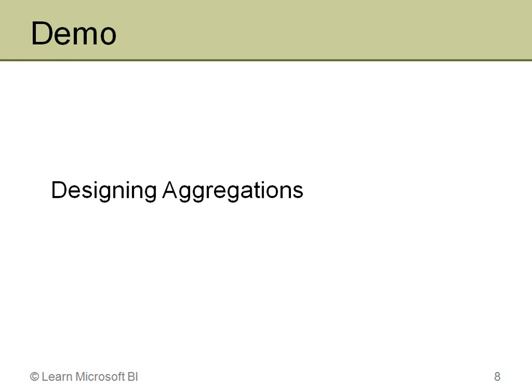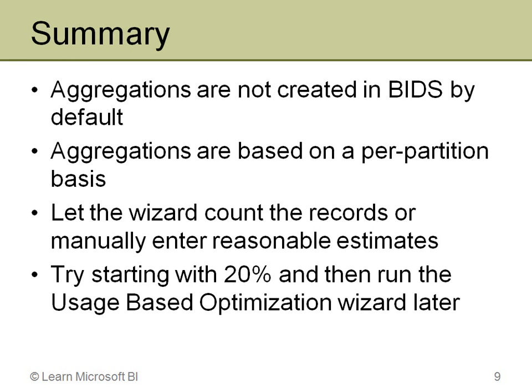So in summary, no aggregations by default. BIDS just doesn't create them. You have to go through the process I just showed you. Aggregations are on a per partition basis. Everything we've done so far has been a single partition. I just used a project here with multiple ones to show you that first screen in the aggregation wizard.